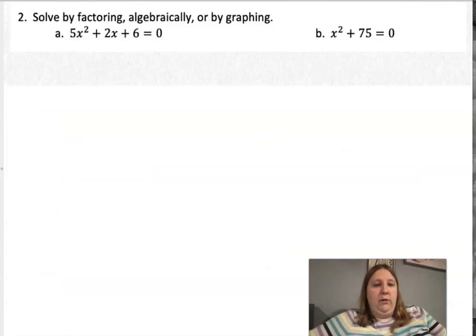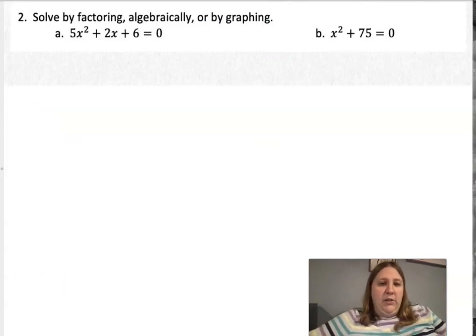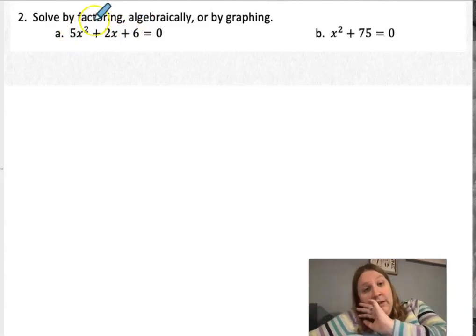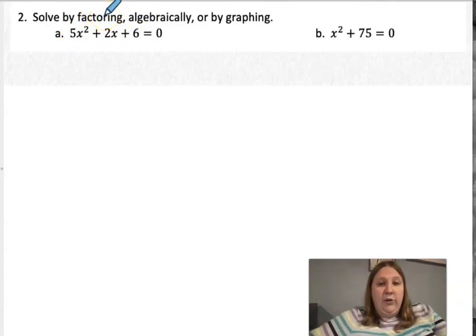All right, so page 74 then, so the second part of the retrieval, so this will help you with the goal part of your lesson. So we're going to solve by factoring, algebraically, or by graphing. So looking at this first one, I see I have x squared, x, and a constant. So this is my hint that I want to check and see if I can solve by factoring.